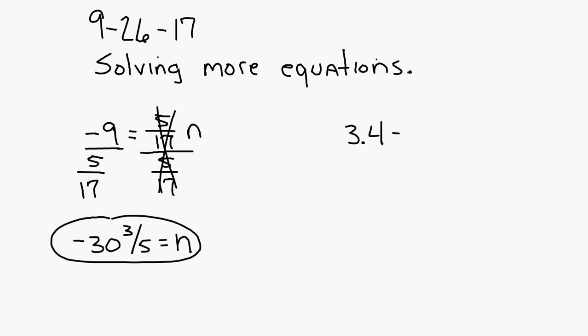3.4 is equal to 2p. This is just a one-step equation. The variable is being multiplied by 2, so your technique is to divide both sides by 2. Yes, the 2's cancel. And in your calculator, 3.4 divided by 2 equals 1.7 is equal to p.